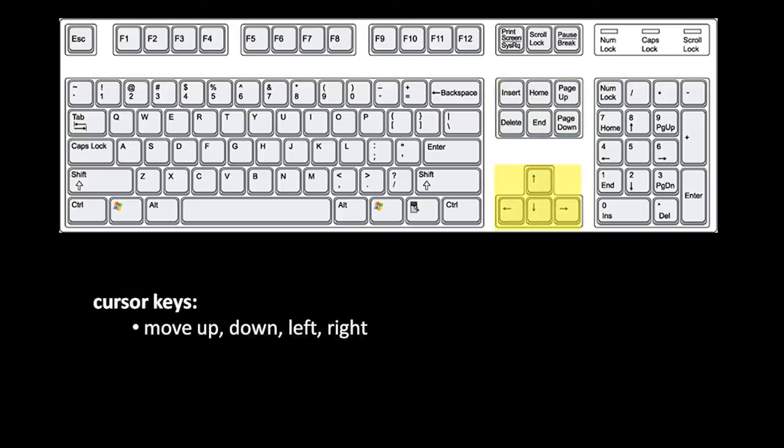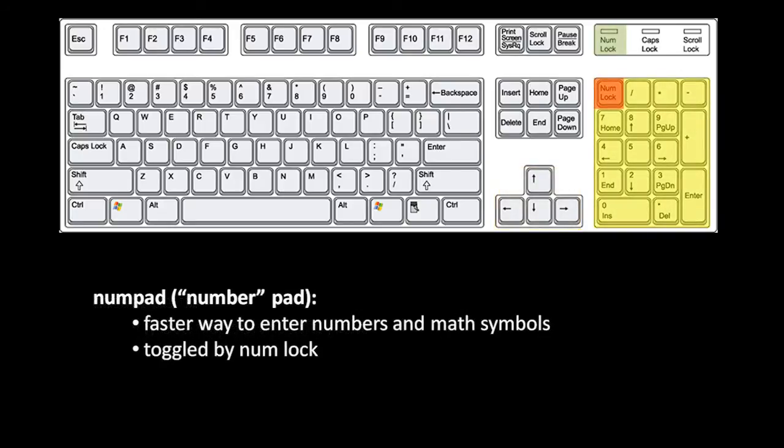The cursor keys, the up, down, left, and right arrows, very self-evidently simply move up, down, left, and right. This group of keys on the far right side of the keyboard are collectively known as the numpad, as in number pad. And all of the keys in the numpad are actually redundant. You don't really need them because the same keys are elsewhere on the keyboard.